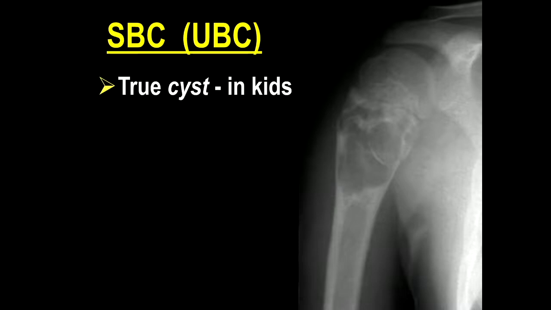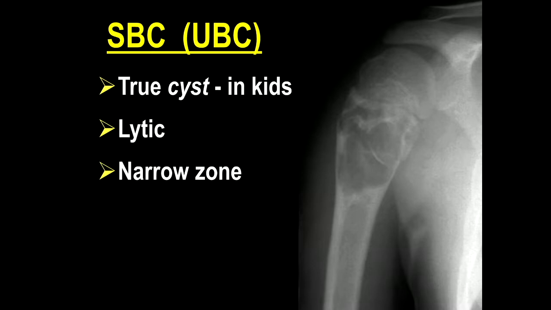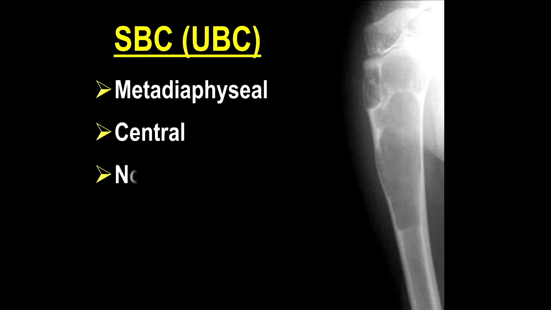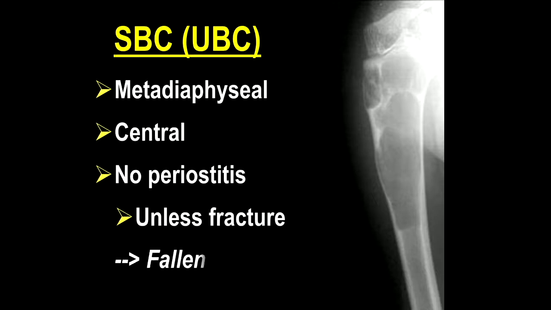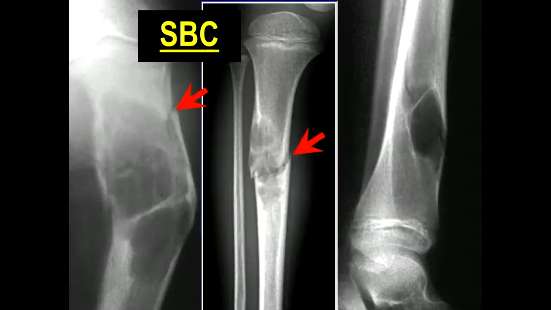It's a true cyst, most commonly seen in kids, as an osteolytic lesion with a narrow zone of transition, often somewhat expansile, and often presenting when there's a pathologic fracture with a fallen fragment. Targeting the metadiaphysis centrally, there usually is not periostitis unless there's a fracture, in which case we do look for the fallen fragment sign. Here, 3 cases of solitary bone cysts with pathologic fractures.